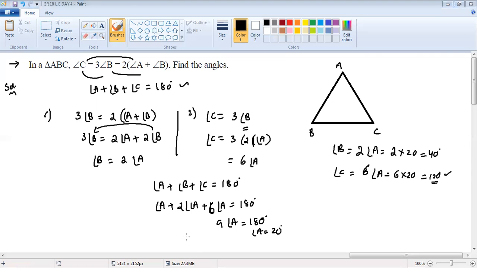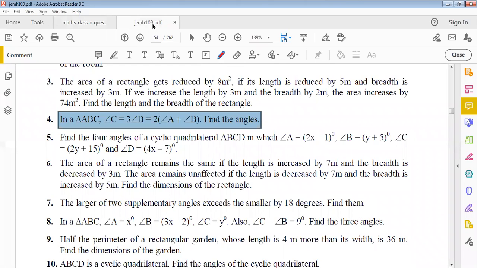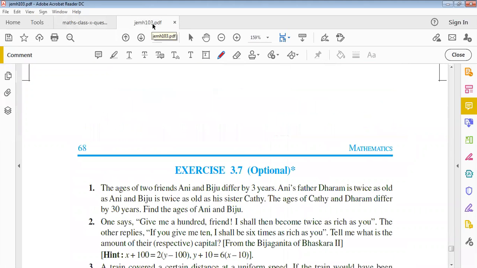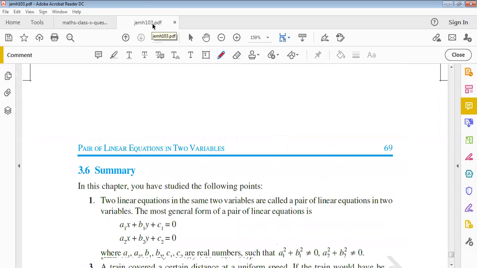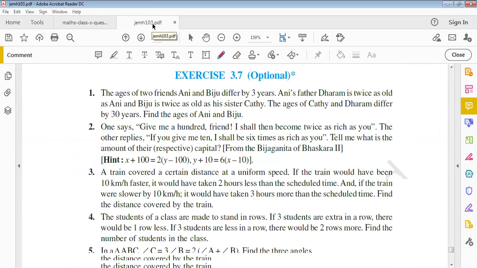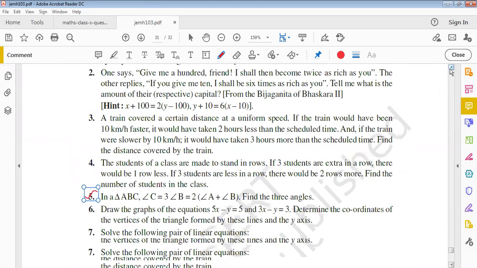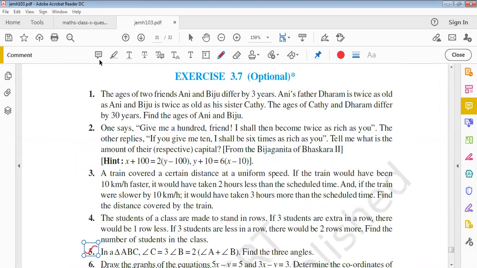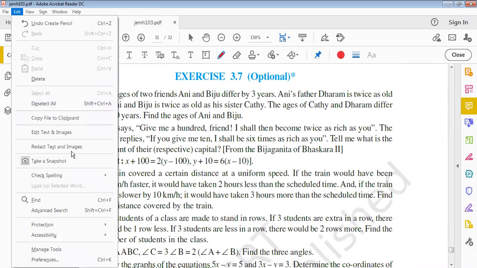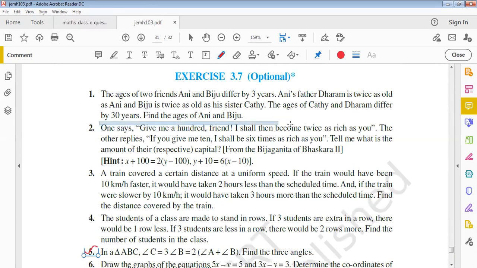Right. See, this question is actually in your textbook, I suppose. You see here, question number 5. Got it? Yes, sir. So next, one more question. This question we will take. Probably this will be the last question.